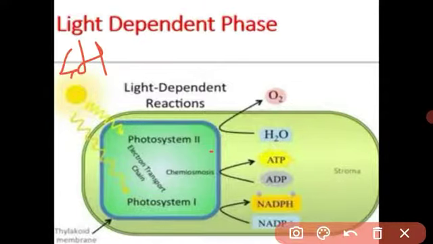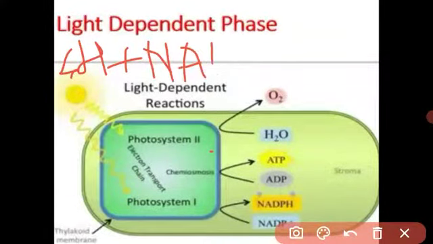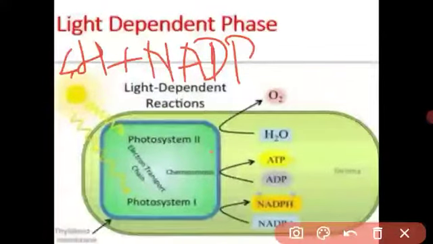The 4 hydrogen atoms react with the NADP. NADP is a form of energy that is already stored in the plant. The full form of NADP is nicotinamide adenine dinucleotide phosphate.